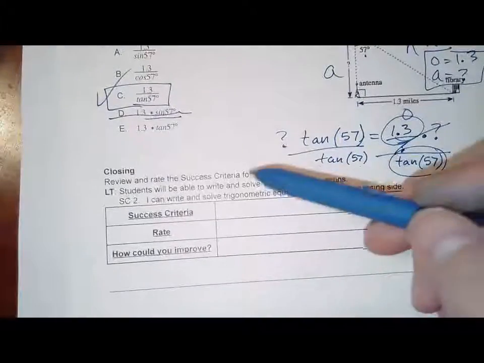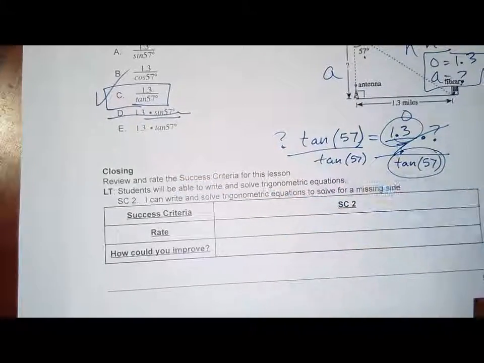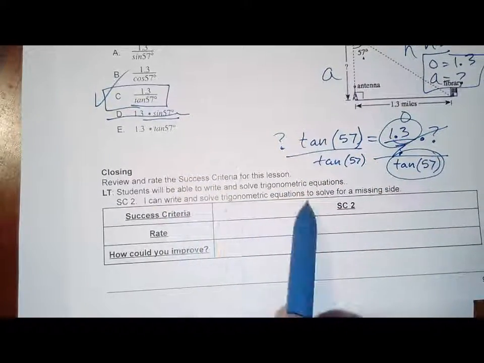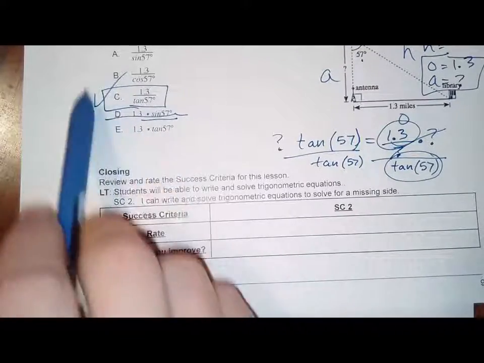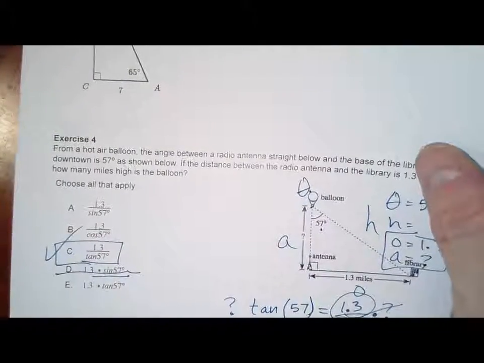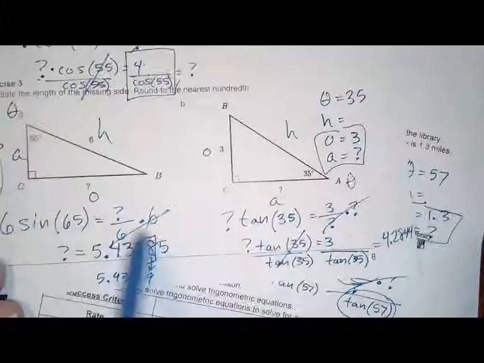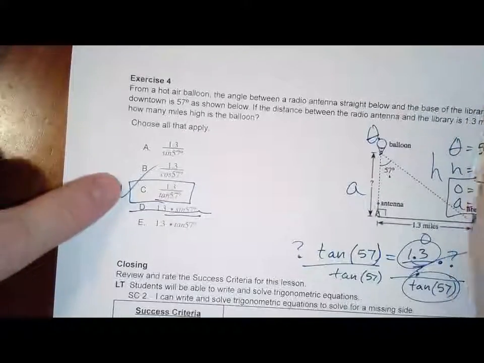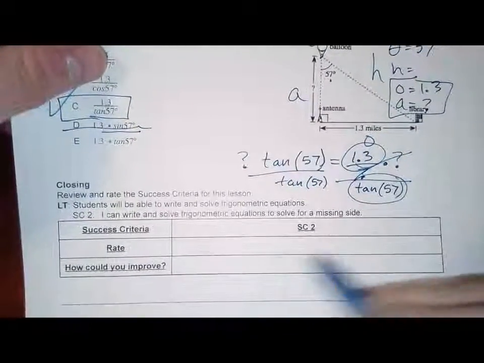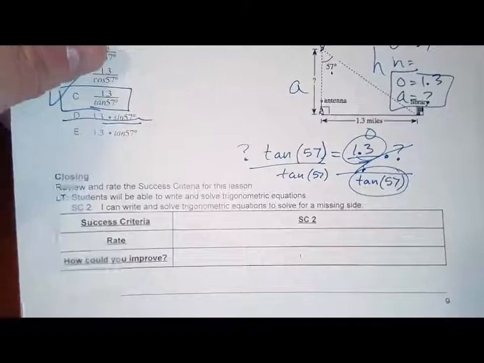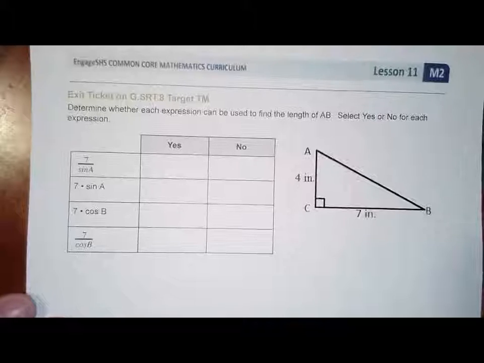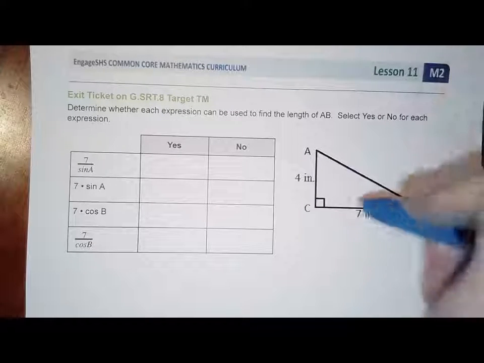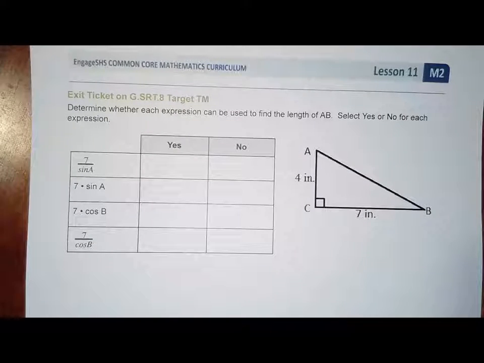You should absolutely do the closing and the success criteria. You know, check yourself. I can write and solve trig equations. You know what? This is writing the trig equation, and this is solving the trig equation. Actually, technically, this is solving the trig equation too. So if you can do this exercise 4, then I hope you give yourself a good rating. How could you improve? I don't know. Be creative on your answer for that one. Let's do the exit ticket together, and then I'll say that the problem set for lesson 11, day 2, which is the page after this one, is your homework assignment.